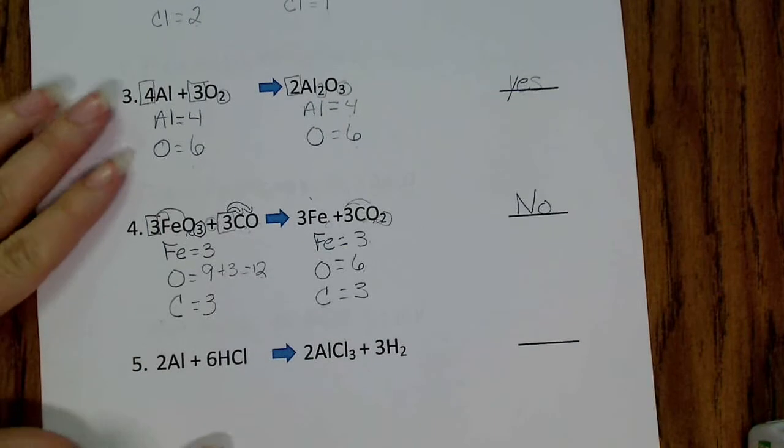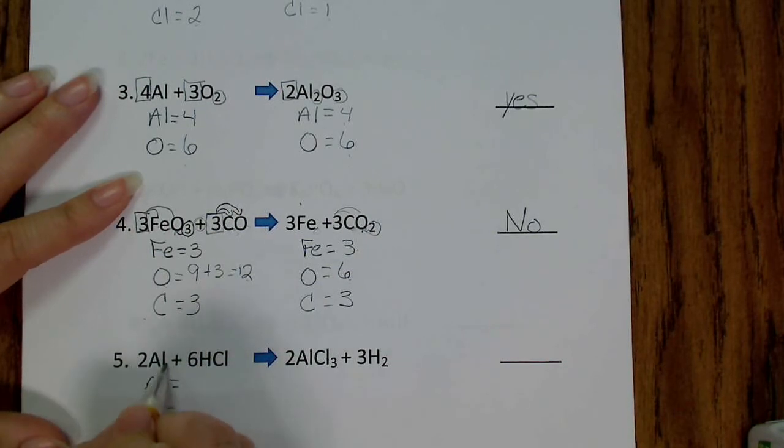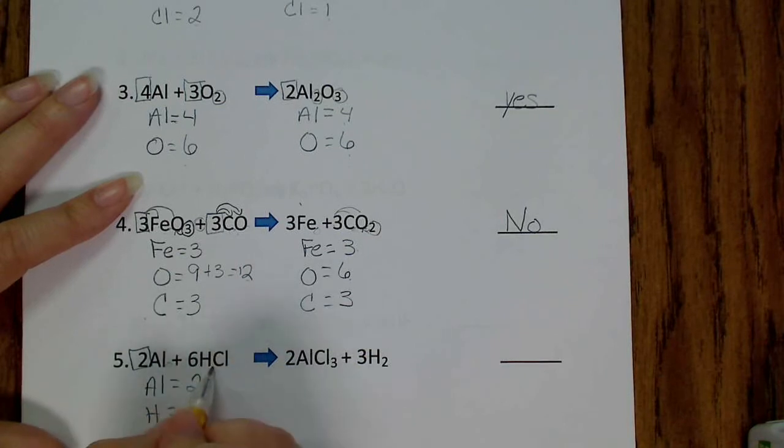Looking at number 5. My elements are aluminum, hydrogen, and chlorine. I have no subscript for aluminum, so that's 1, but I have a coefficient of 2, so that's 1 times 2, which is 2 aluminum. For hydrogen, I have no subscript, so it's 1 times the coefficient of 6, that's 6. And then chlorine, I have no subscript here, so that's 1 times the coefficient that's in front of it, that's 6.